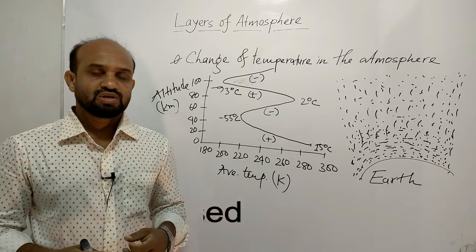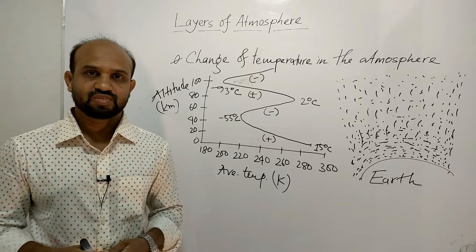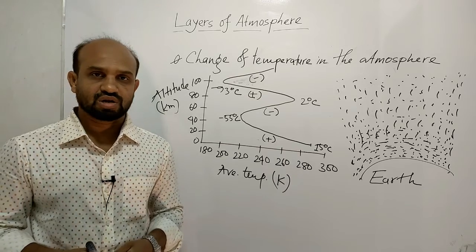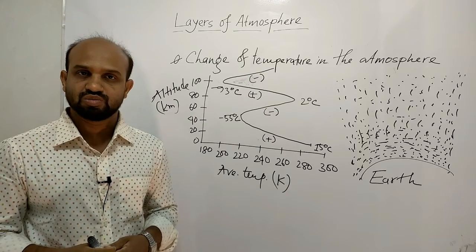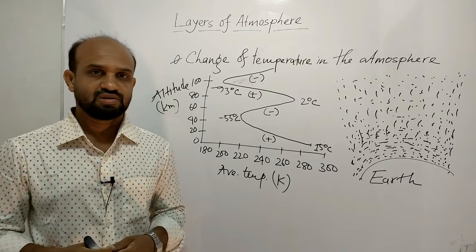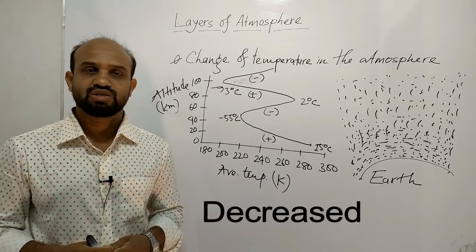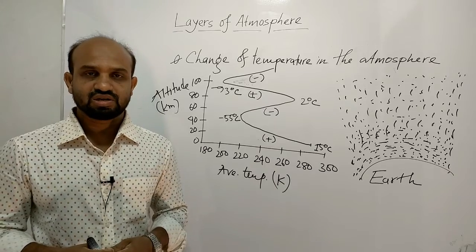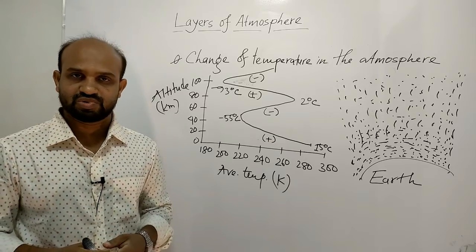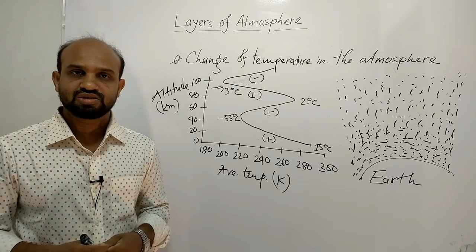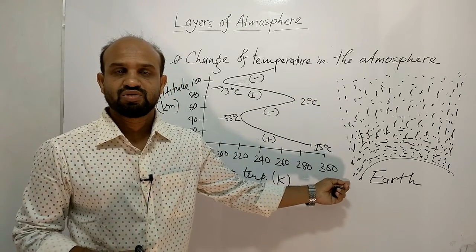So it should be gradual decrease of temperature in the atmosphere, because nearer to the ground the density of air is much higher, the temperature should be more here, and in the upward direction, since the density of air is decreased, the temperature should be decreased gradually. But it doesn't happen. What happens here? Zigzag change of temperature happens here. Due to this zigzag change of temperature, this atmosphere is divided into 4 layers.